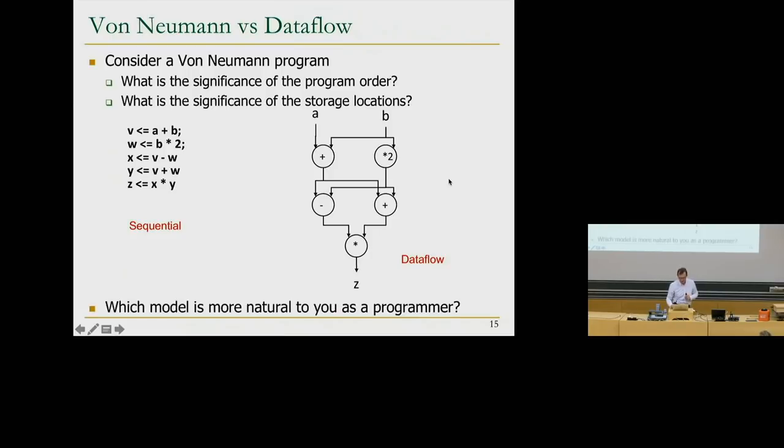Okay. So which model is more natural to you as a programmer? Would you program in the von Neumann sequential manner or the data flow manner? Who says von Neumann sequential? Okay, who says data flow? Okay, that's usually the case. Maybe this is a matter of nature versus nurture, because usually we learn programming this way, right? Not necessarily this way.